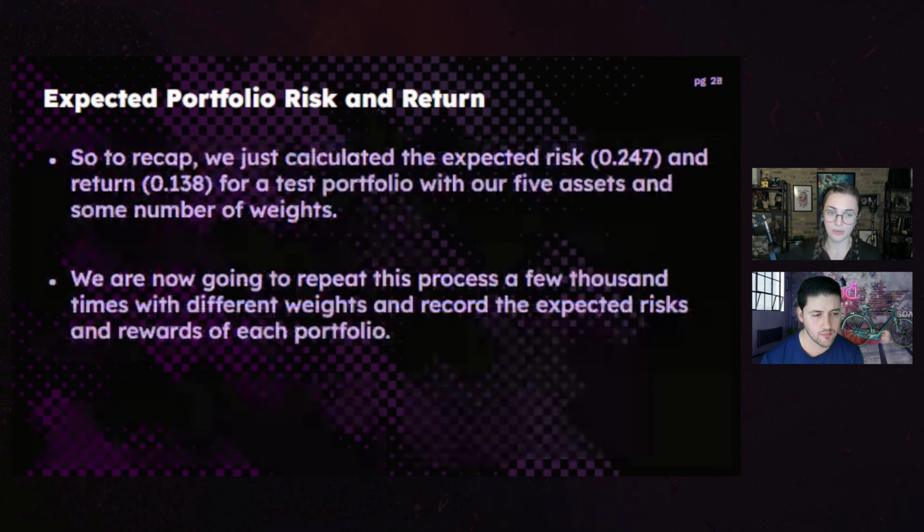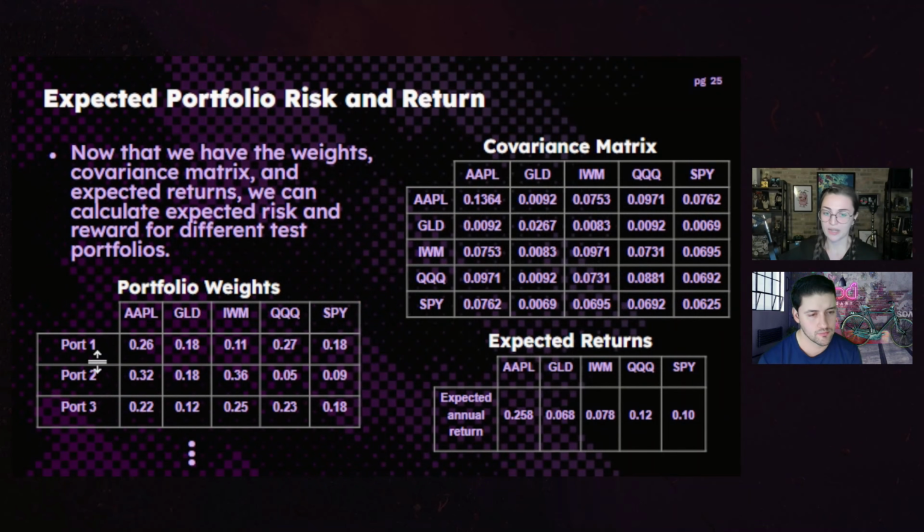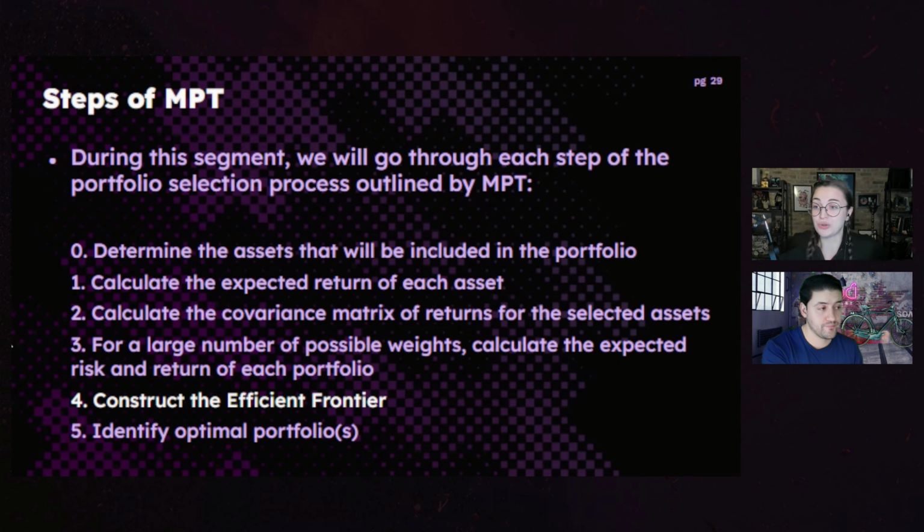And then when we want to continue, so we have for one portfolio, we just remember that. We have our expected risk and our expected return for these weights. Now we're going to repeat that process for all of these different weights, for thousands and thousands of different combinations. We're now going to calculate expected risk and expected reward for all of those different portfolios, okay? And that's how we actually get to our next step, which is to construct our efficient frontier.